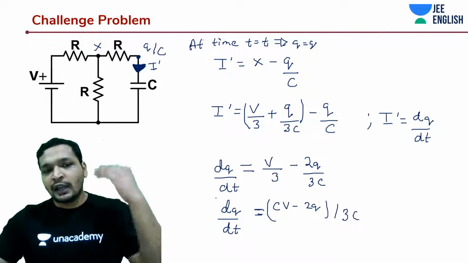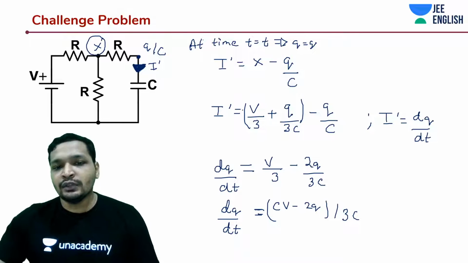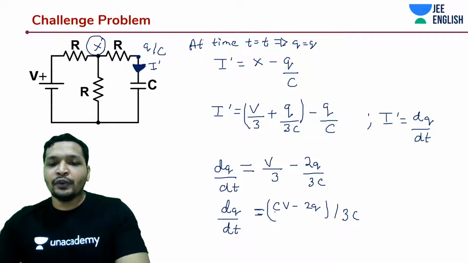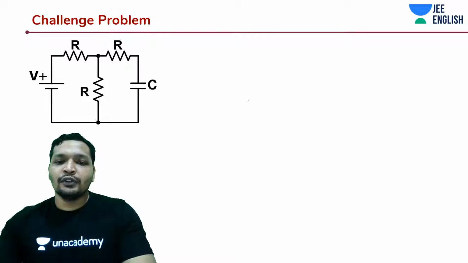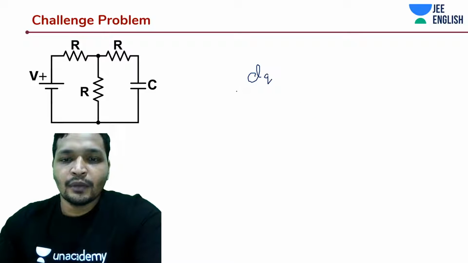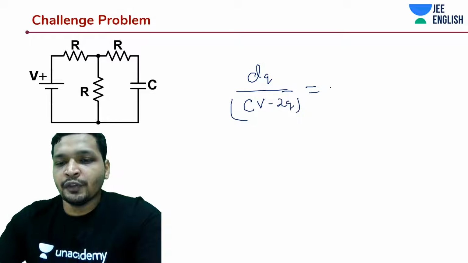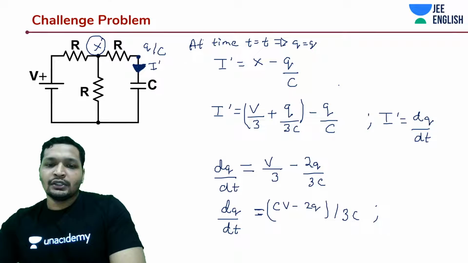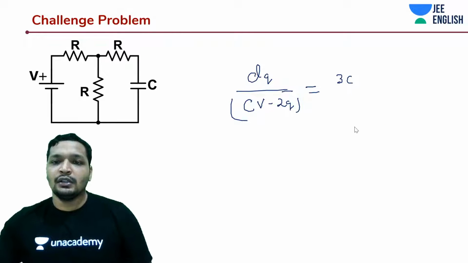Initially, you will assign some potential to the nodes, and then you find out the value of x, and then you will write down this equation. That's it. Now, post this, it's like an integration problem, right? So I'm going to solve that integration. dq by (cV minus 2q). We are going to see something interesting, of course, by the end of this lecture, and that is going to be dt by 3c. I think it is dt by 3c. I'm sorry.